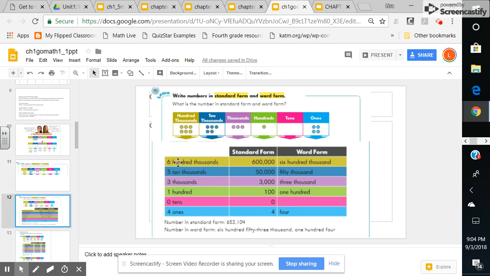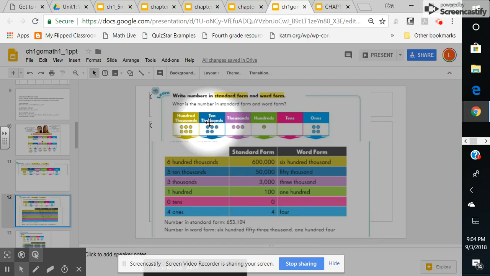If we look at it, we know that there are 600,000s. We know that there is 10, and we know that there are 5 ten thousands, which is 50,000. This is technically expanded form here, but we're not going to write it like this right now; it just makes it clearer to understand. There are 3 thousands, 1 hundred, 0 tens, and 4 ones. If it's easier for you to make a chart like that, feel free. Then we know the number in standard form is 653,104. In word form, how we read it is how we write it.